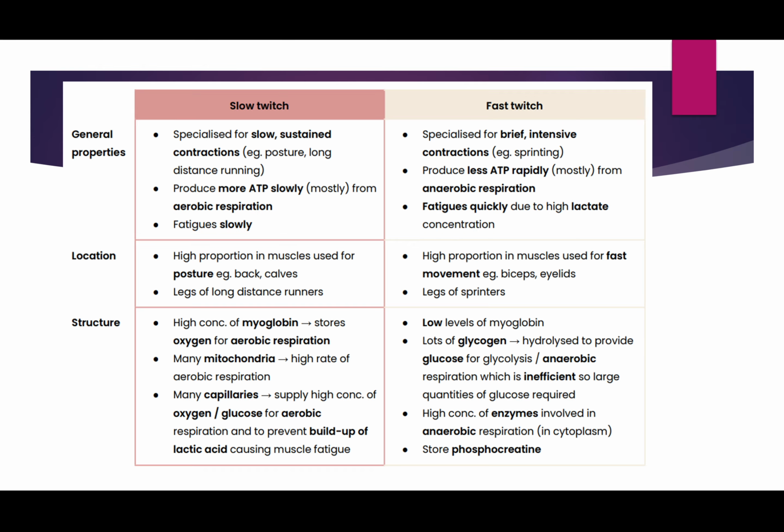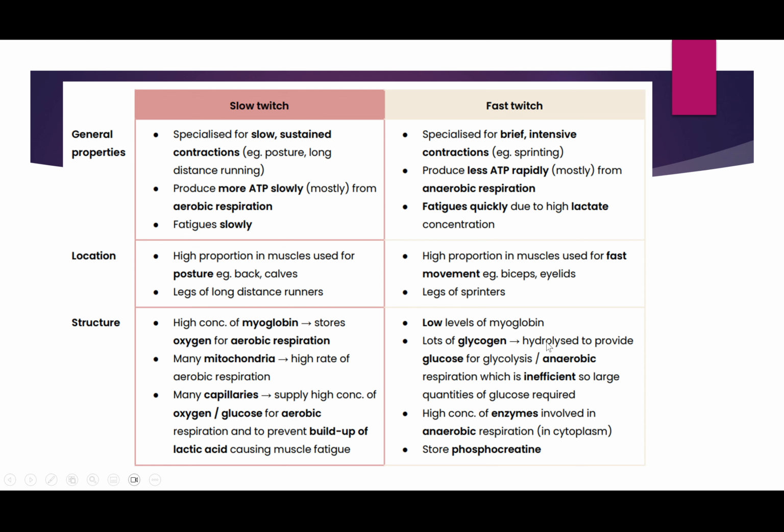acid, causing muscle fatigue. Then you've got fast twitch, which is specialised for brief, intensive contractions like sprinting, produces less ATP rapidly from anaerobic respiration, fatigues quickly due to high lactate concentration, has a high proportion in the muscles used for fast movement like biceps and eyelids, a lot in the legs of sprinters or weightlifters.